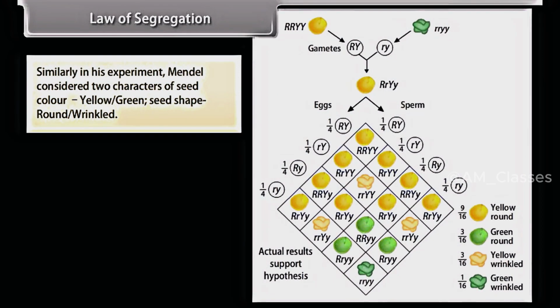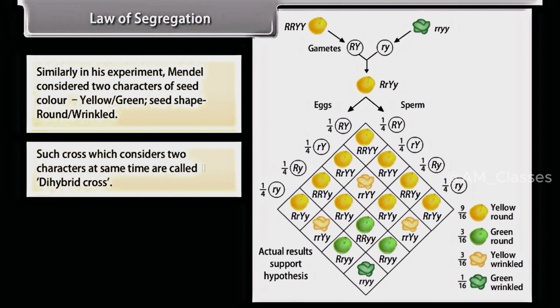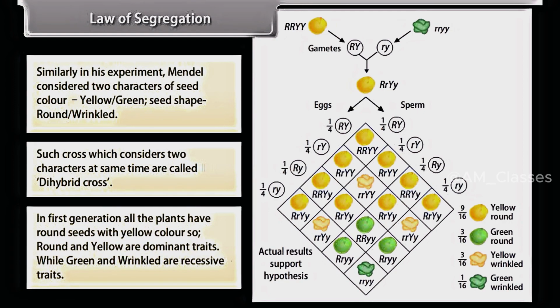Similarly, in his experiment, Mendel considered 2 characters: seed color, yellow and green, and seed shape, round and wrinkled. Such a cross, which considers 2 characters at the same time, is called a dihybrid cross. In the first generation, all the plants have round seeds with yellow color. So, round and yellow are dominant traits, while green and wrinkled are recessive traits.